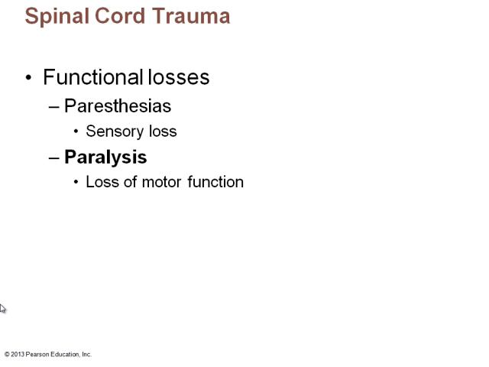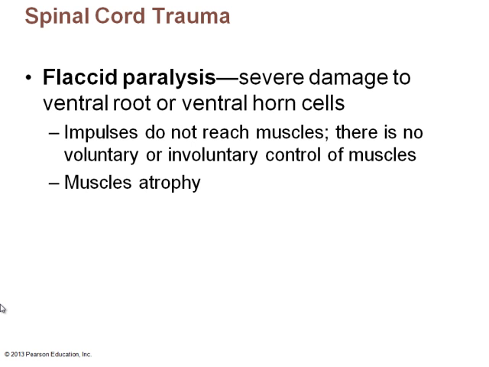So paralysis is loss of motor function. We can also lose sensory function. Remember, those spinal nerves split. So paresthesias is the loss of sensory, and paralysis is the loss of motor. So severe damage to the ventral horn, and what's the ventral horn for?